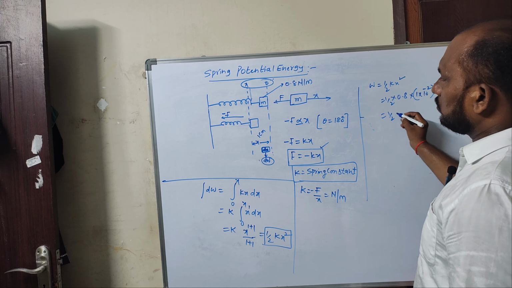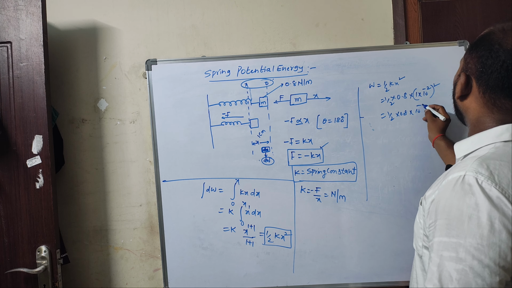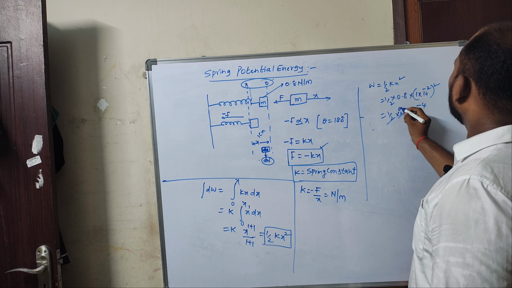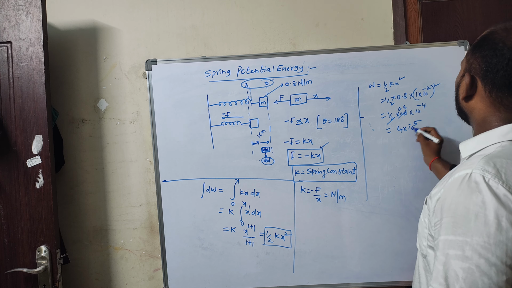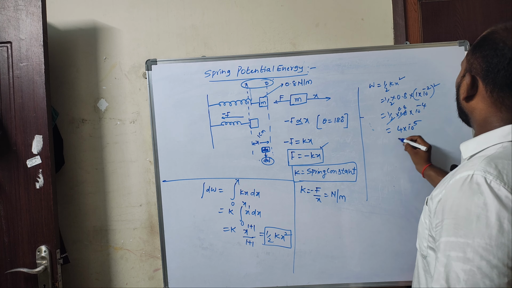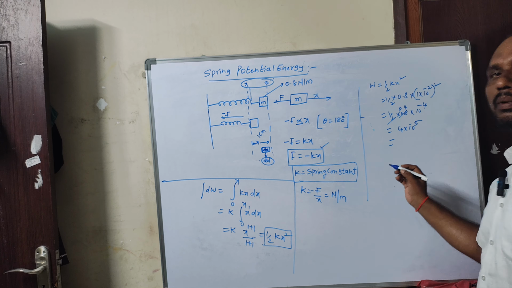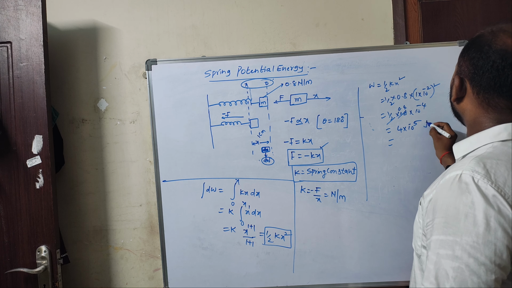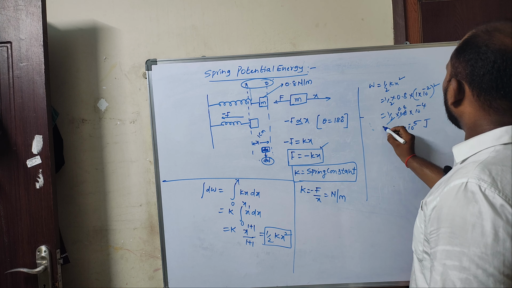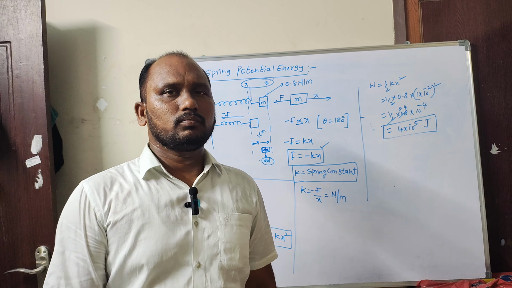So half into 0.8 into 10 power minus 4. So 2 1s are 2, 0.4. So what you get? 0.4 into 10 power minus 4, which is 4 into 10 power minus 5. This is in joules. So what is the value, guys, here? 4 into 10 power minus 5 joules you get. Thank you.